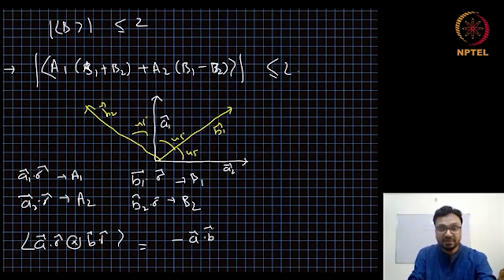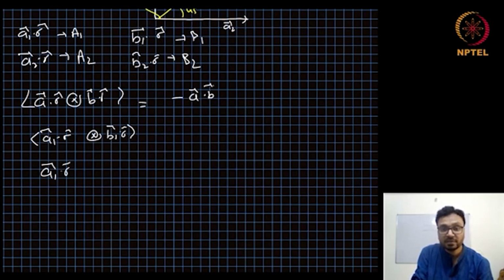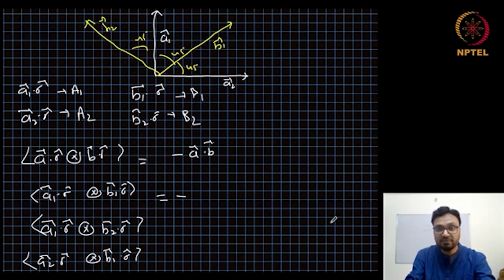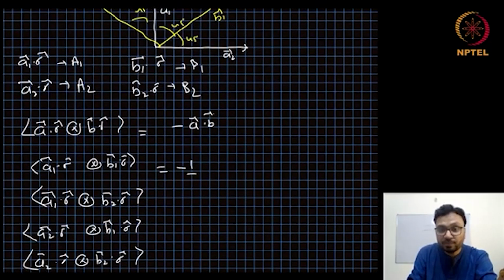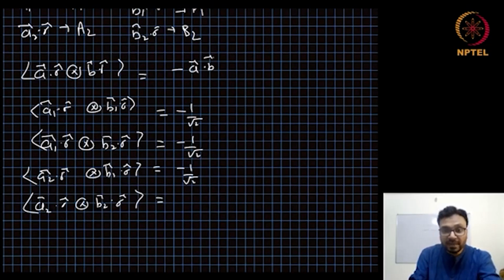So here we have 4 terms: A1 B1, A1 B2, A2 B1, and A2 B2. So it means we have the expectation values of a1 dot sigma tensor b1 dot sigma, a1 dot sigma tensor b2 dot sigma, a2 dot sigma tensor b1 dot sigma, and a2 dot sigma tensor b2 dot sigma. They will be minus of a1 dot b1. a1 and b1 have a 45-degree angle between them, so it's cos of 45 degrees, which is 1 over root 2. a1 and b2 have a 45-degree angle, so again 1 over root 2. a2 and b1 have 45 degrees between them, so it's minus 1 over root 2. But a2 and b2 have a 135-degree angle between them, so it is minus of minus 1 over root 2, which is 1 over root 2.